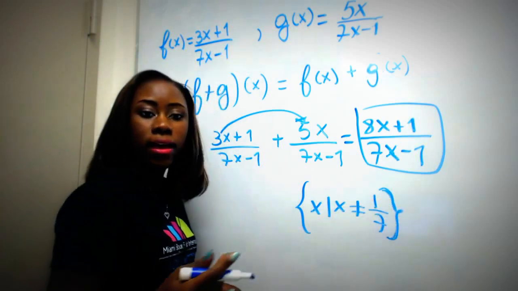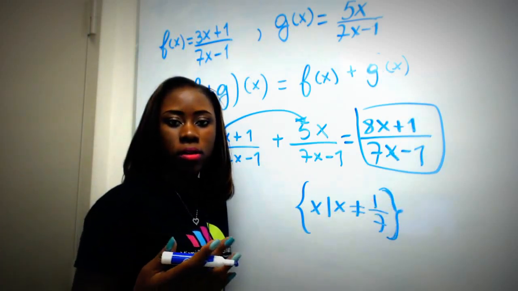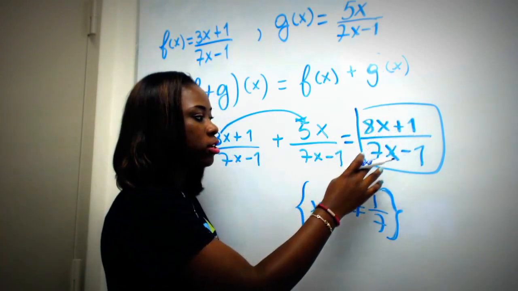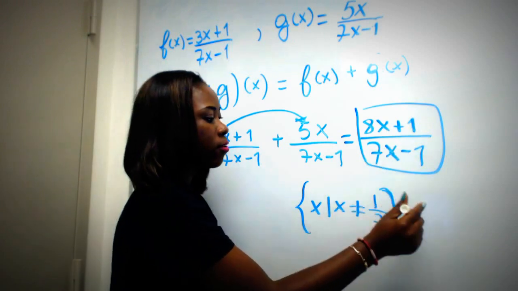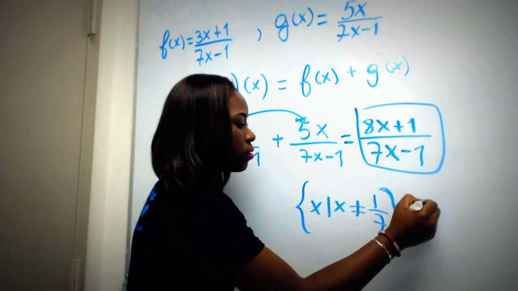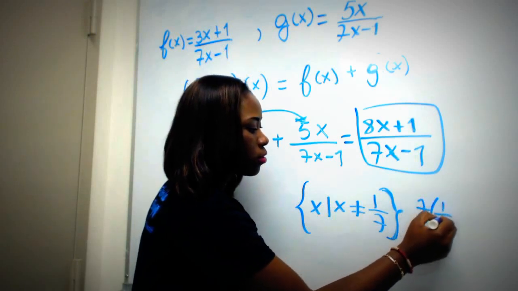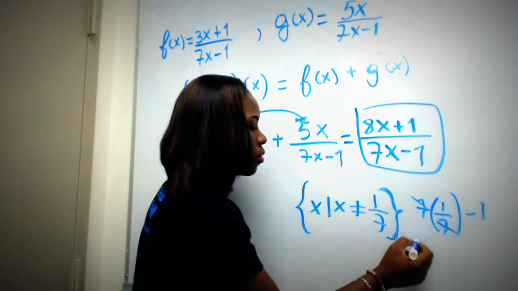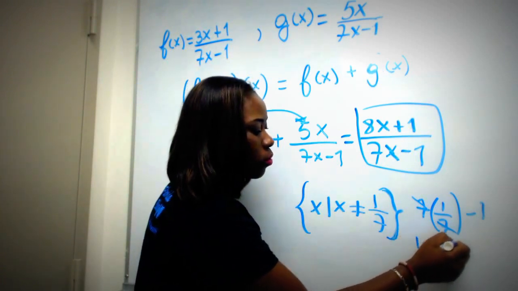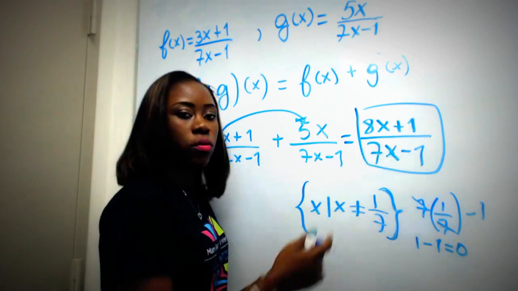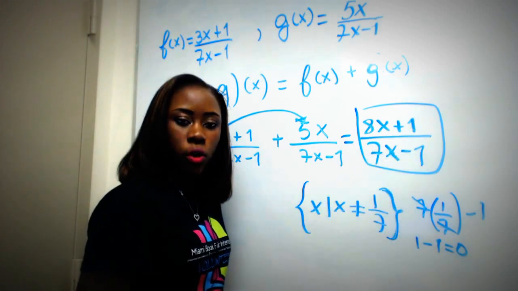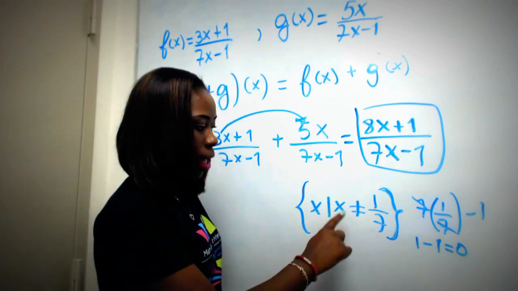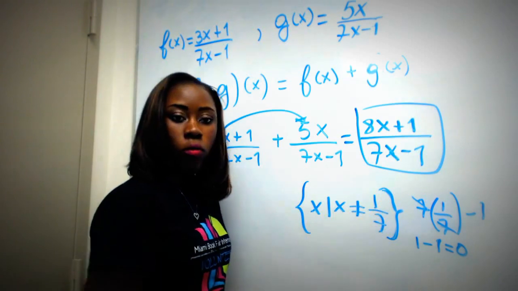Sorry. Why x needs to be different from 1 over 7 is because if I replace 1 over 7 in the function, in the denominator we'll have 7 times 1 over 7 minus 1, and this will cancel, and then we'll have 1 minus 1, which is equal to 0. As I told you, 0 in the denominator will be an undetermined function, so you wouldn't want that. That is why x needs to be different from 1 over 7.